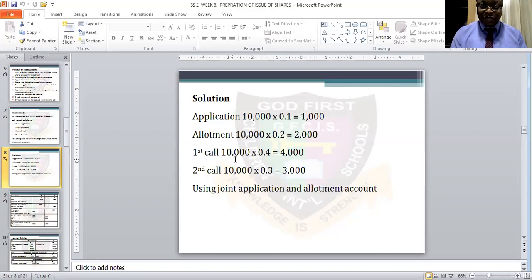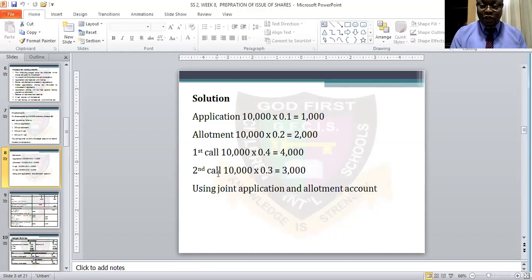First call, 10,000 multiplied by 40 kobo. How do I arrive at 0.4? 100 kobo make 1 naira, so 100 kobo is equal to 1 naira, and before you can get 1 naira, that will be 100 kobo. So 40 kobo divided by 100 kobo gives us 0.4. Multiply by 10,000, and you get 4,000 naira.